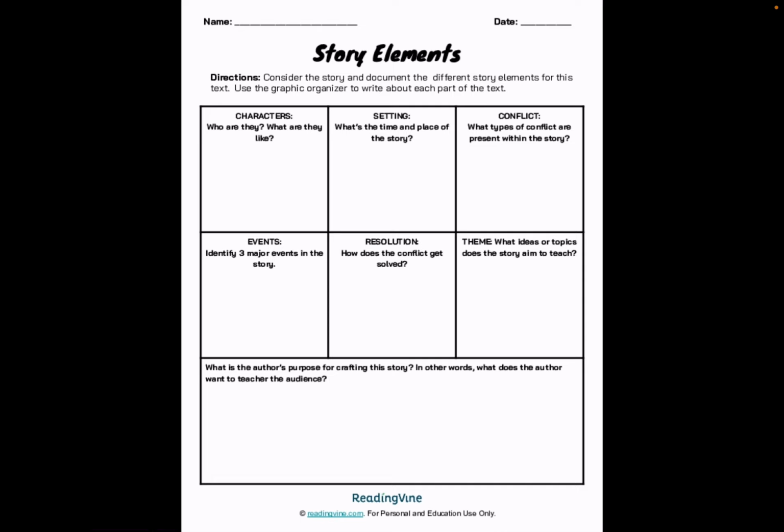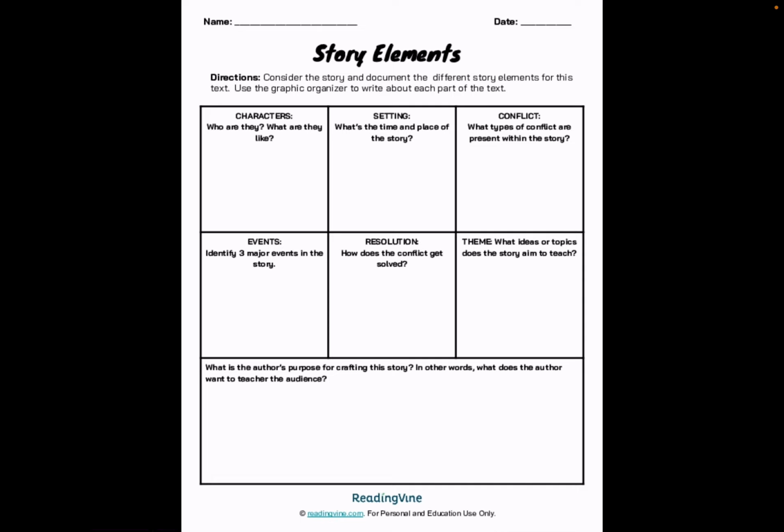Some of the questions we're going to be answering are, who are they and what are they like? And the setting: what's the time and place? When and where does it take place? Our conflict is going to tell you what types of conflict are present within the story. So you need to say what the conflict in the story is. The events: identify 3 major events in the story. So you have to write down 3 events in the story.